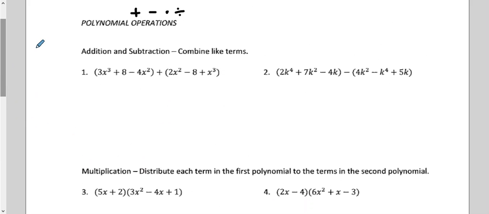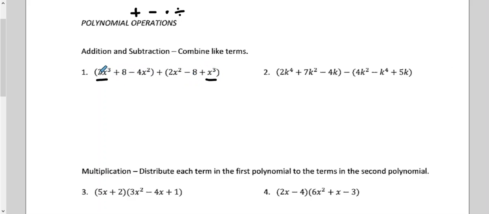So in this practice problem I have here, I'm asked to add because I have this first polynomial and then I have the second polynomial, both in parentheses with an addition sign in between. So when we're adding or subtracting, we just combine like terms. We know that they are like terms if they have the same exponent. So right here we have 3x cubed and then x cubed. So they both have the same exponent. So those are like terms.